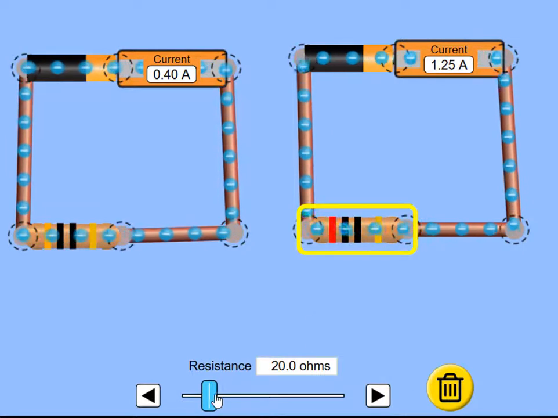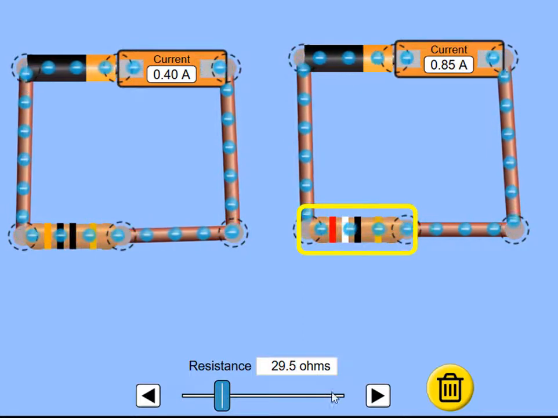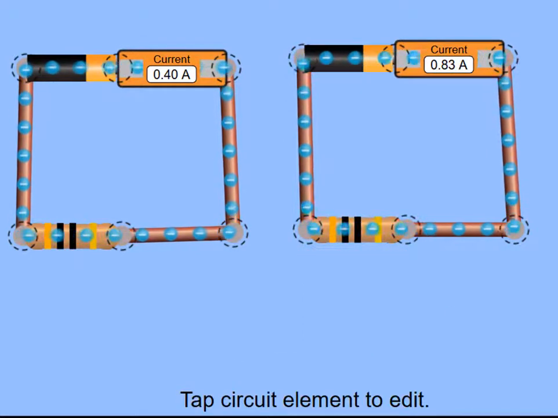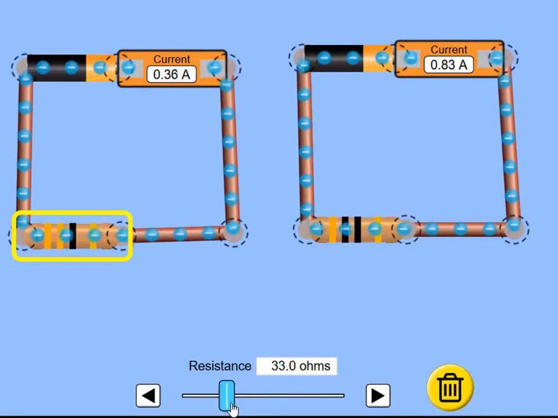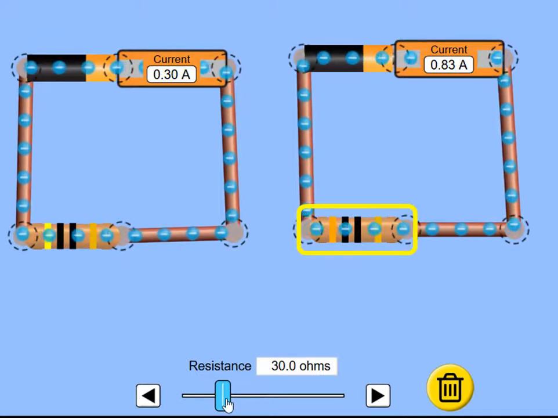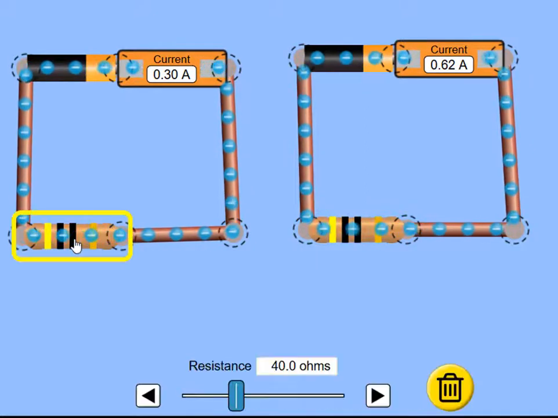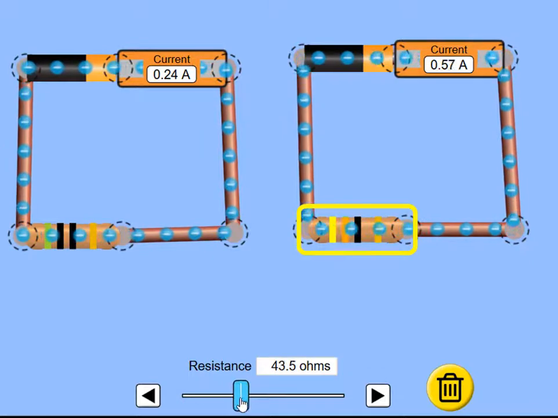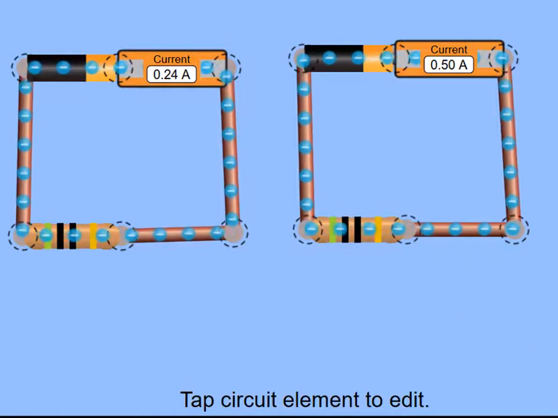Second circuit we also change to 30 ohms. Notice how the color coding of the stripes on the resistor changes as well. And second circuit 0.83 amperes. 40 ohms. First circuit 0.3 amps. Second circuit 40 ohms, 0.62 amperes. 50 ohms. First circuit 0.24 amperes. Second circuit 50 ohms, 0.5 amps.